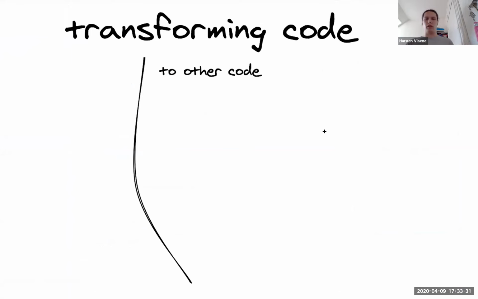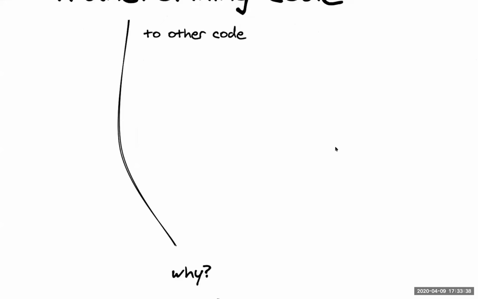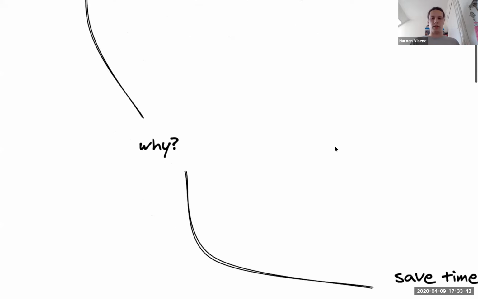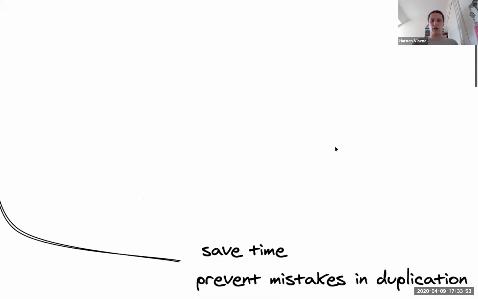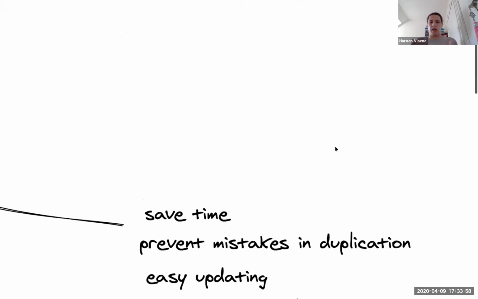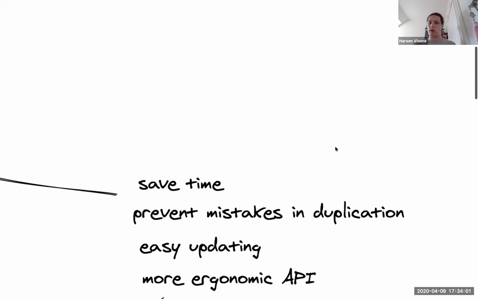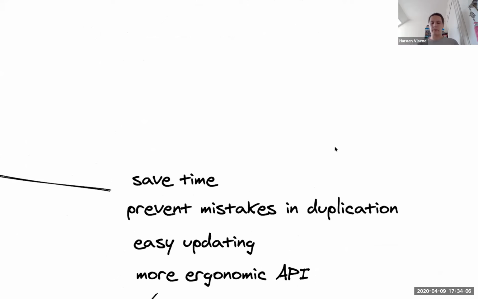So, transforming code into other code. First, let's talk about why you would even want to do that. Why do you want to transform code into other code? That has multiple reasons. You maybe want to save time, so you want to write something only once and then be able to have multiple outputs for that. Or you want to prevent mistakes when you have duplicated code, easier updating, more ergonomic API than what you normally expect.